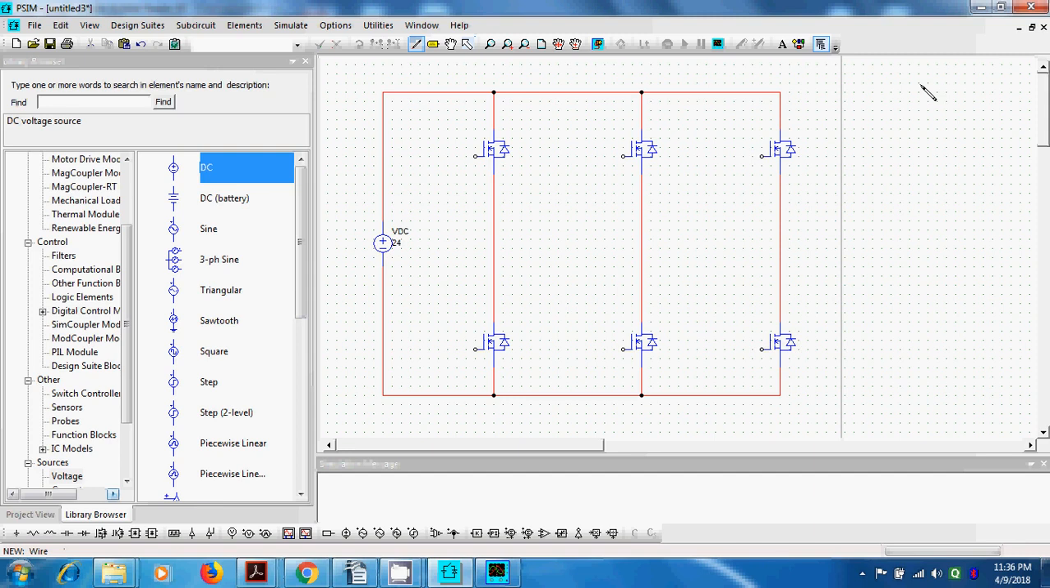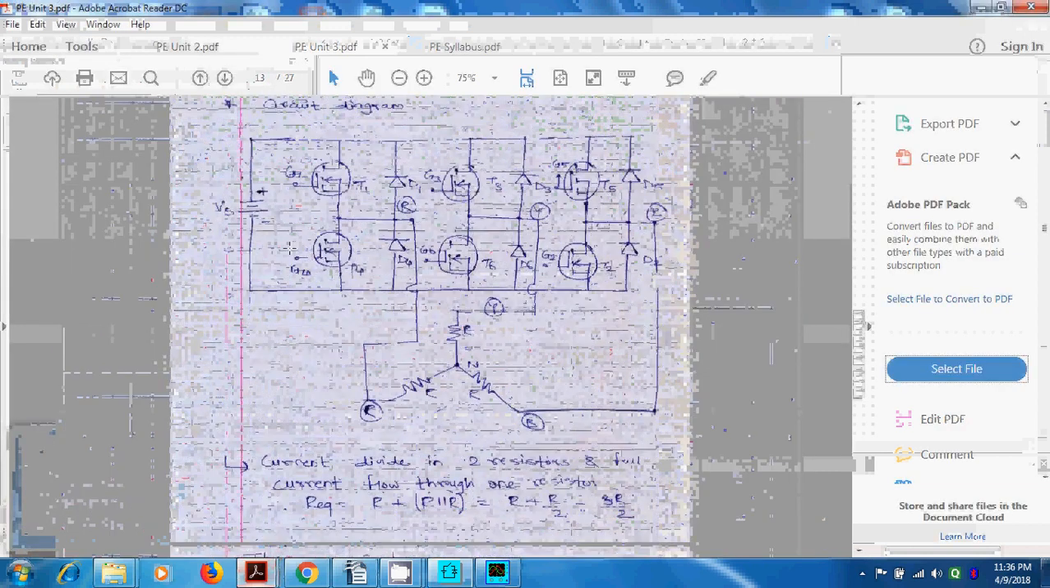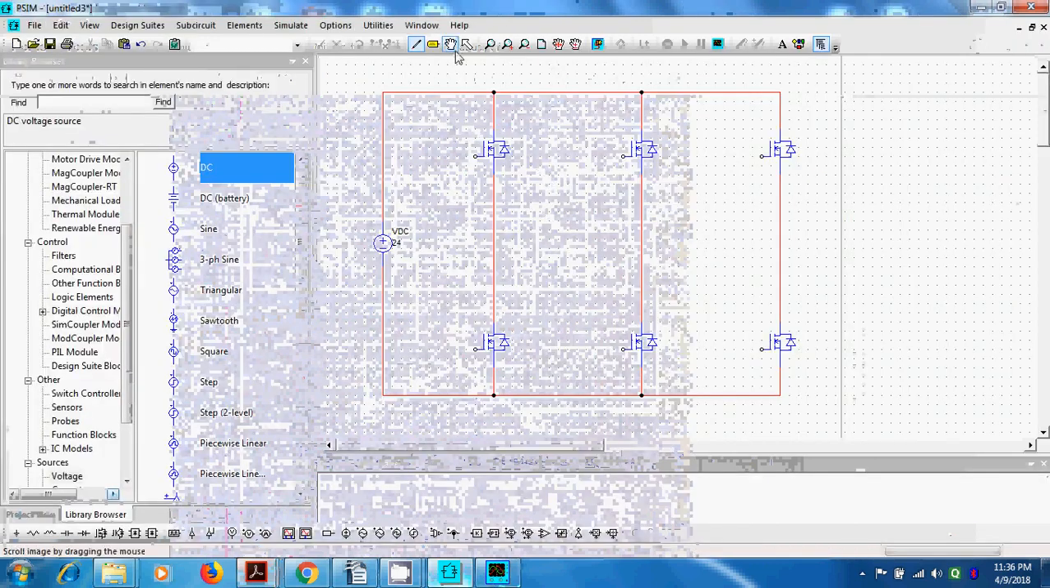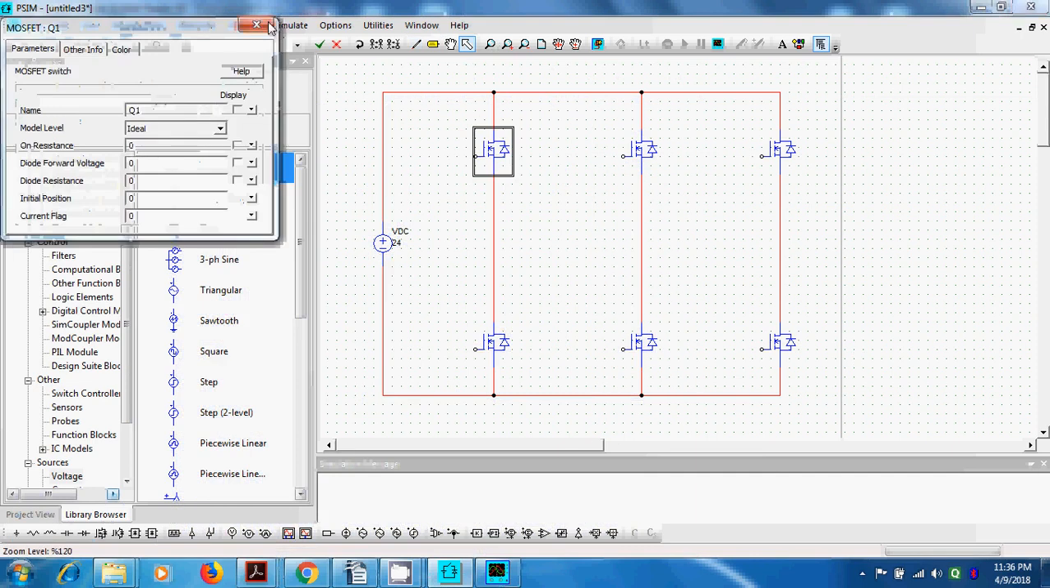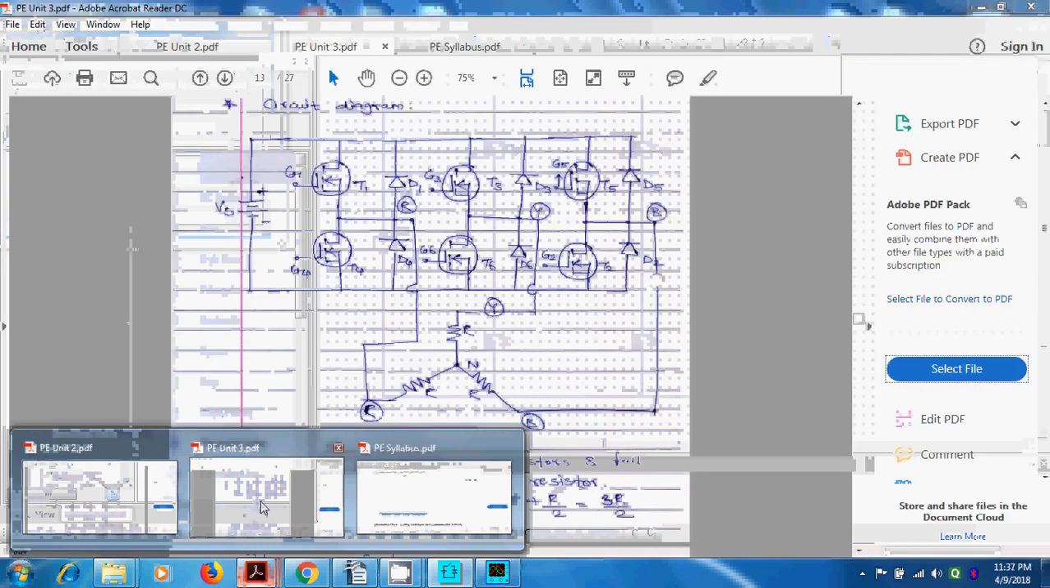Okay, now I will nomenclate these MOSFETs as per the circuit diagram that we know in theory. That is, this is first, third, and fifth, and fourth, sixth, and second. So this is first, right? This is third. I will mention them, and this is fifth. This is, I think, sixth. Yeah, fourth, sixth, and second.